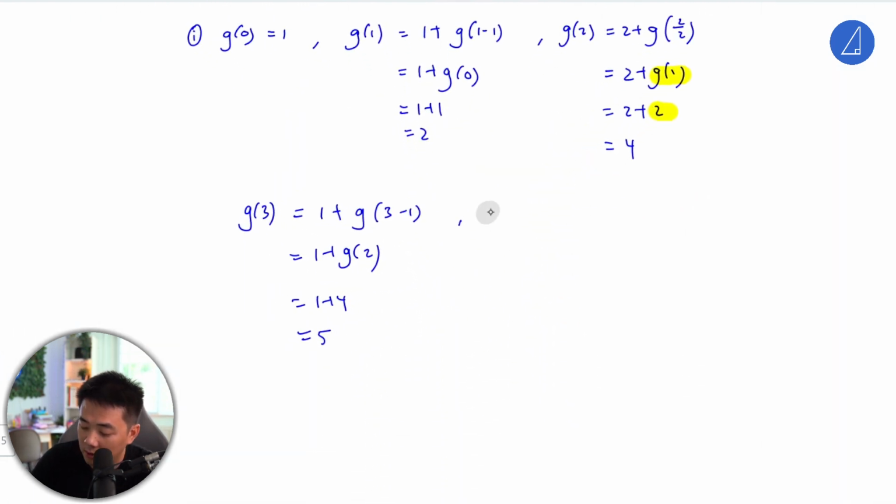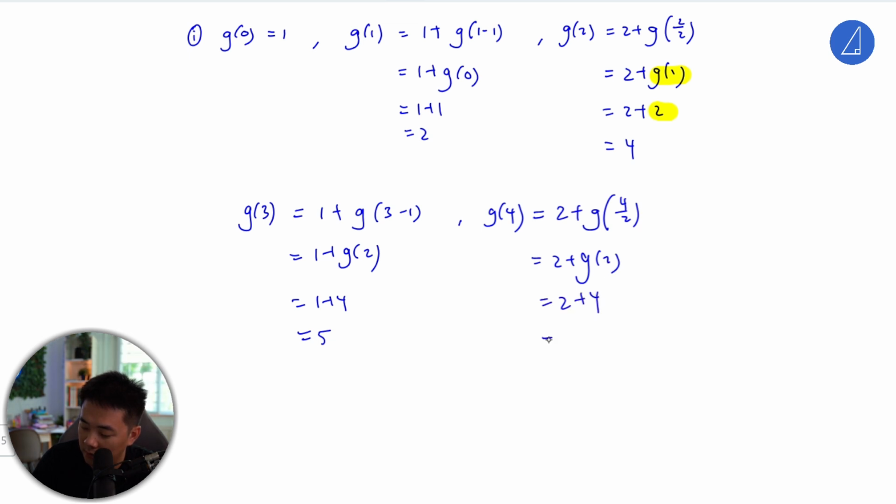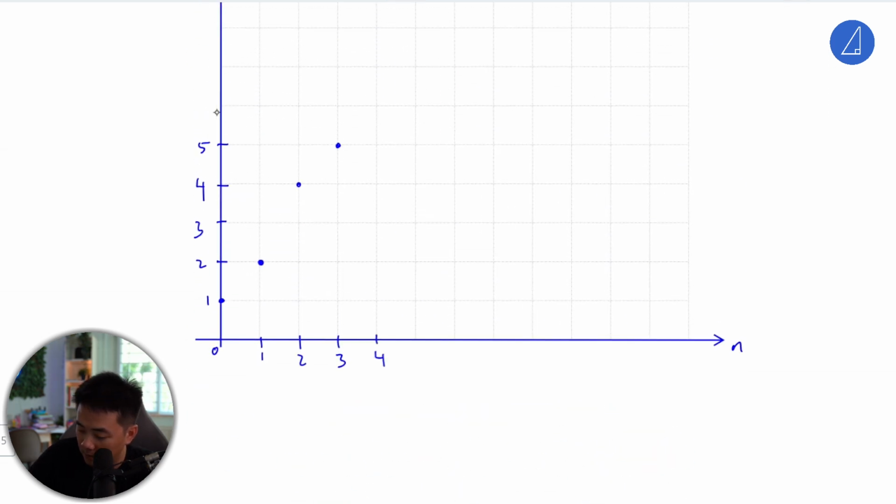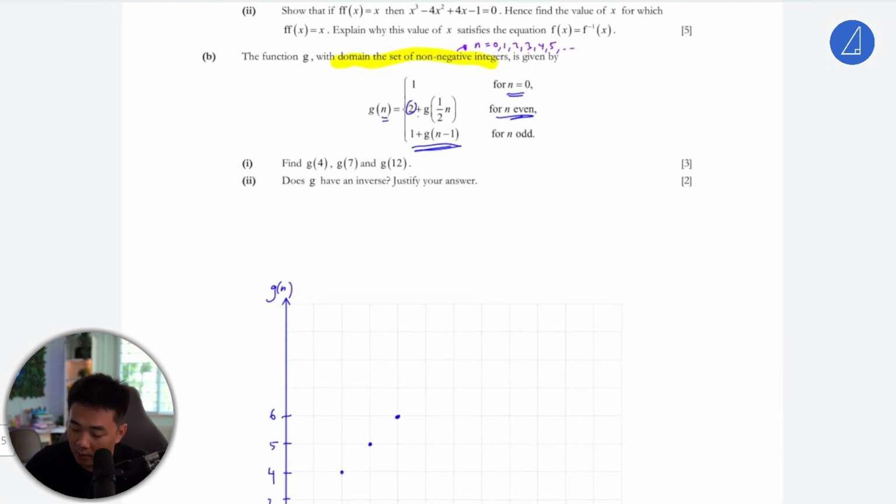g4 is what we want to find, right? g4 is even, so g4 is 2 plus g of half of 4, which is 2 plus g2. g2 happens to be 4 also, so this will be 6. So g4 is 6.